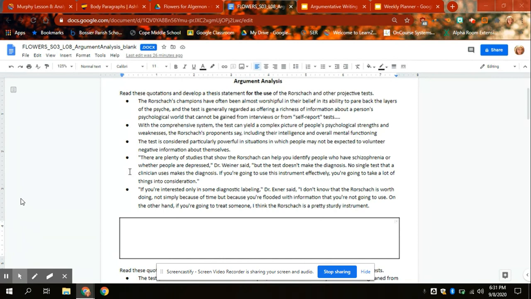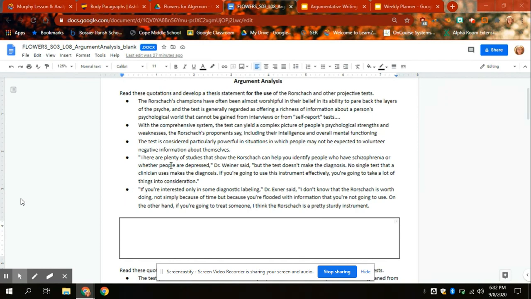The fourth one, there are plenty of studies that show the Rorschach can help you identify people who have schizophrenia or whether people are depressed, Dr. Weiner said. But the test doesn't make the diagnosis. No single test that a clinician uses makes the diagnosis. If you're going to use this instrument effectively, you're going to take a lot of things into consideration. So it does help doctors making diagnosis about people. So it can give them valuable information about a person.